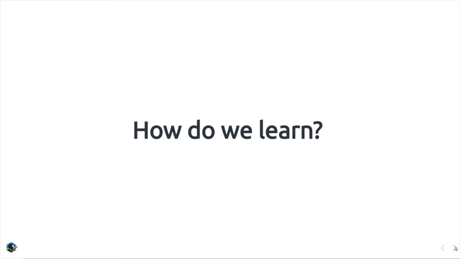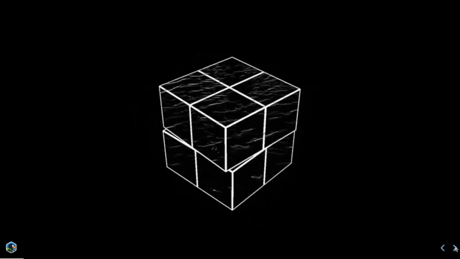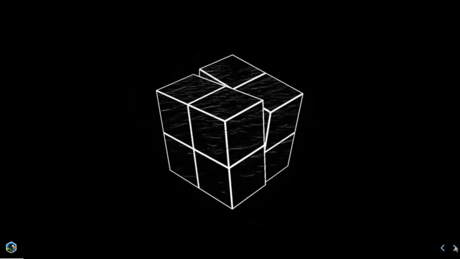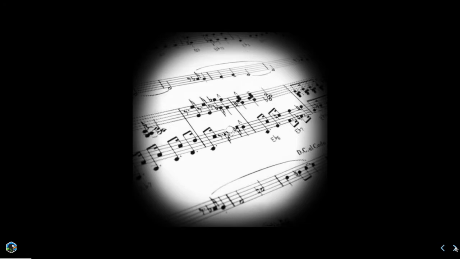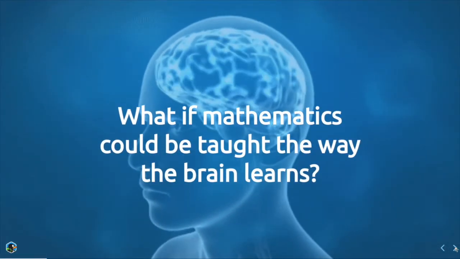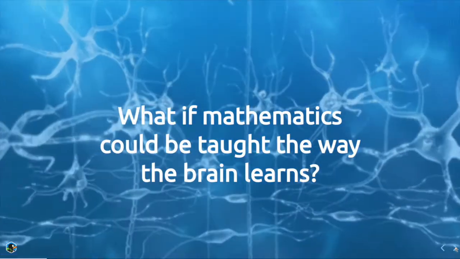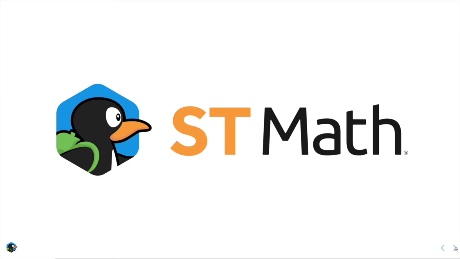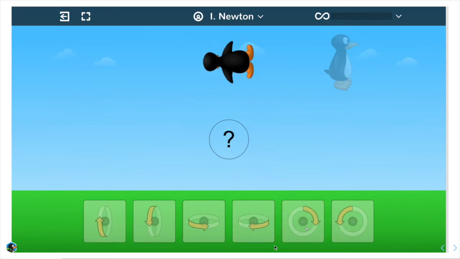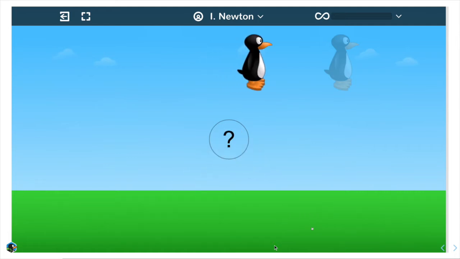About 25 years ago, a group of neuroscience researchers from the University of California, Irvine, set out to find serious answers to this question by looking at spatial temporal reasoning, its connections to music and creativity, and its connections to learning mathematics. Driving the research was the bold idea, what if math could be taught the way the brain learns? And the result of this research was the program ST Math, Spatial Temporal Math. Spatial temporal reasoning is the brain's ability to manipulate objects in space and time to solve problems.